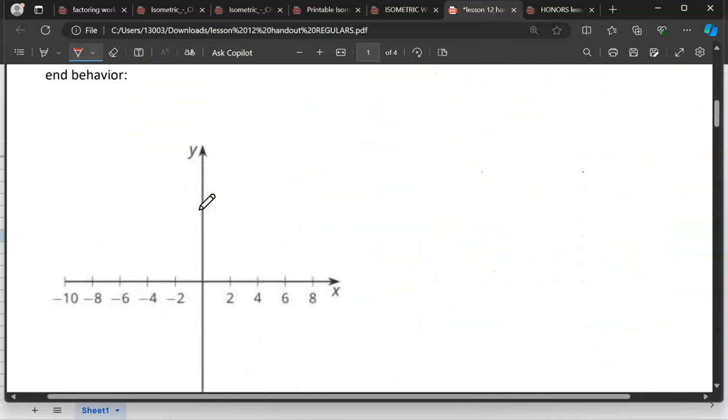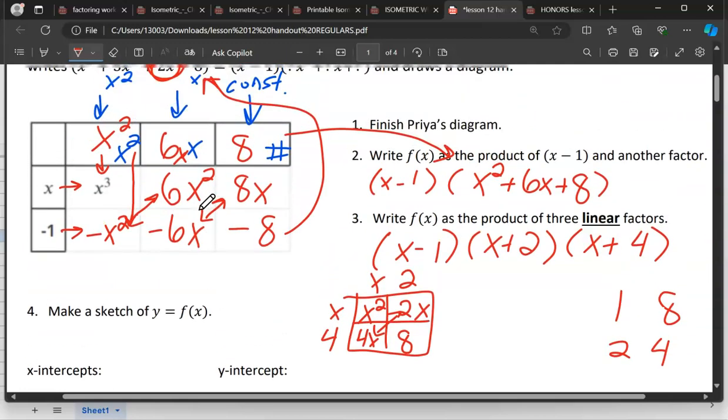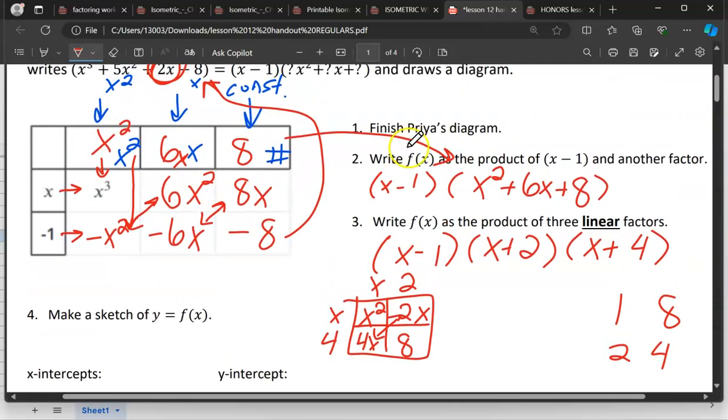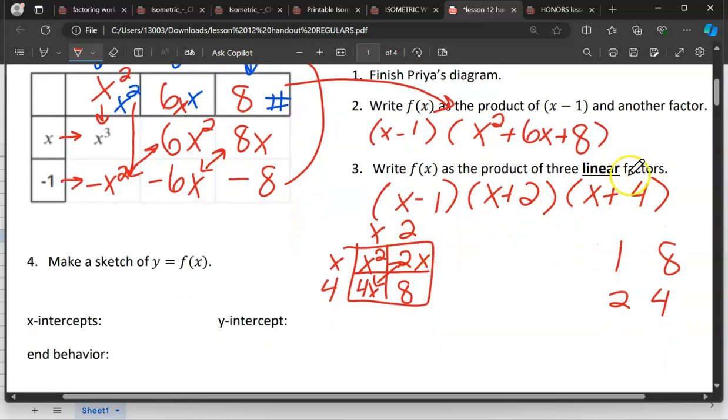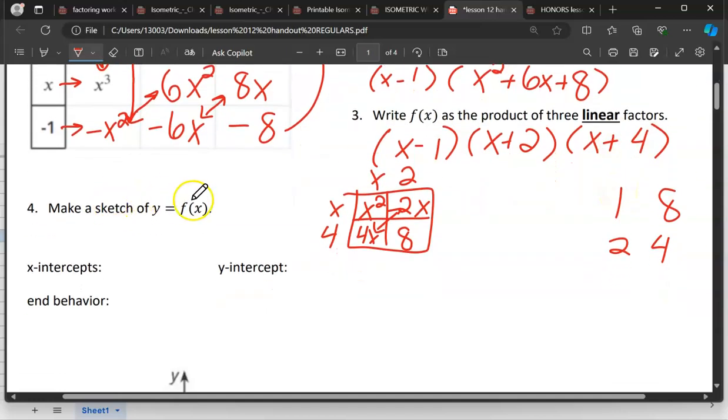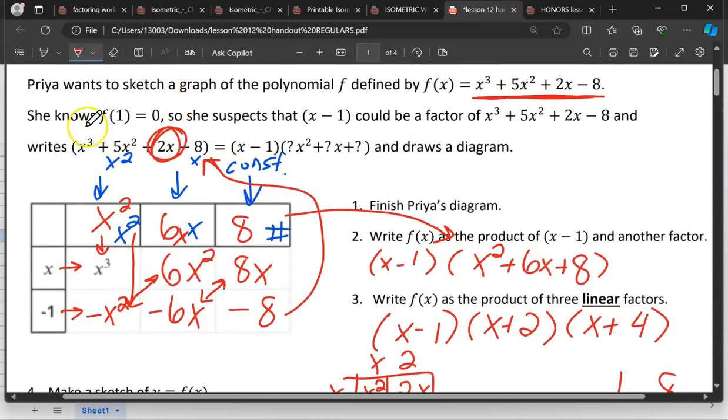We have not graphed it yet, but in 2 minutes, I think I've got time. So in the problem, it says finish the diagram. Check. Write it as a product of x minus 1 and one other factor. That was the hard part. Then the last one, write it as 3 linear factors, and we did that. Now, when it says make the sketch of y equals f of x, it's asking us to graph x cubed plus 5x squared plus 2x minus 8.